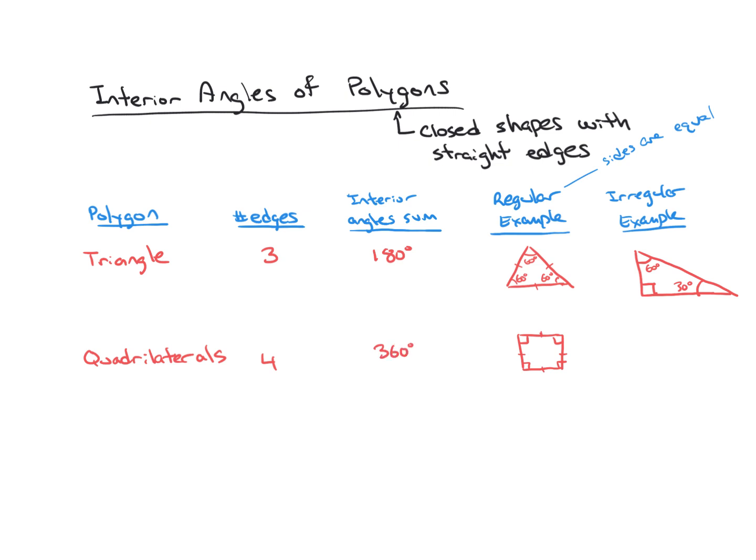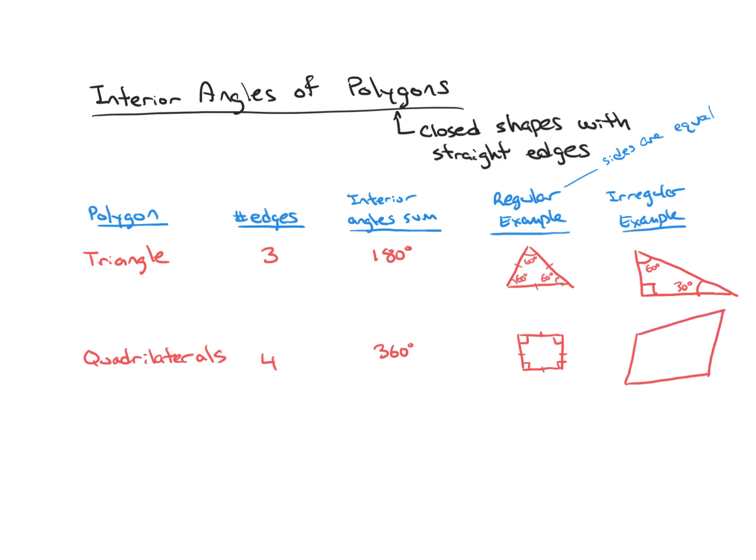So it turns out that no matter how you draw the four sides, whether they're a square or a rectangle or any other kind of shape, if it has four sides, they're all going to end up adding up to 360 degrees.